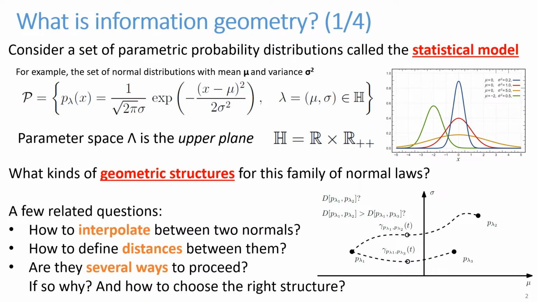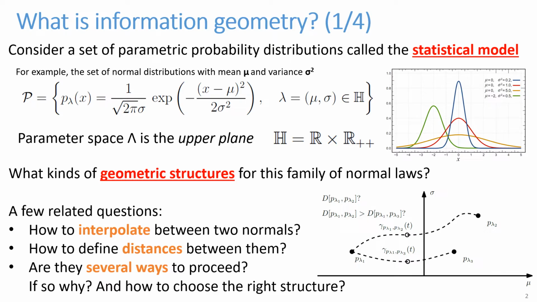So, let us start by asking oneself, what is information geometry? Let us consider a family of parametric probability distributions, like the set of univariate normal distributions, which are parameterized by their means mu and variance sigma squared. The parameter space of these normal distributions is the upper plane lambda, and this family is called a statistical model. The basic question which motivated information geometry is to find geometric structures on this parameter space viewed as a smooth manifold. For example, we may ask how to smoothly interpolate between two distributions, or how to define a good notion of statistical distance between them.